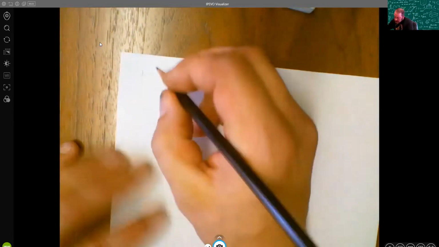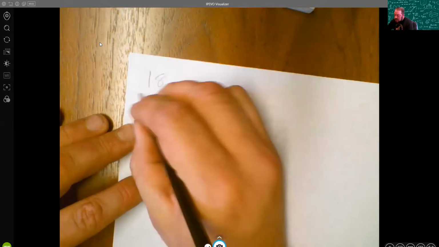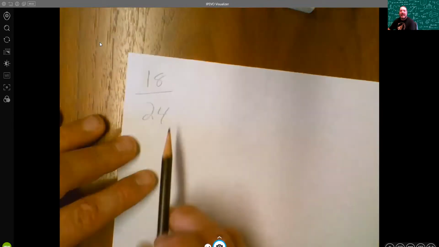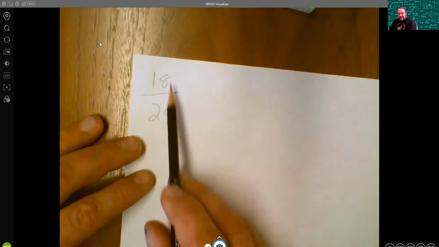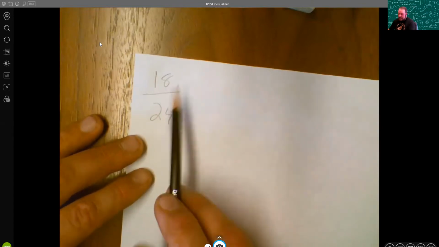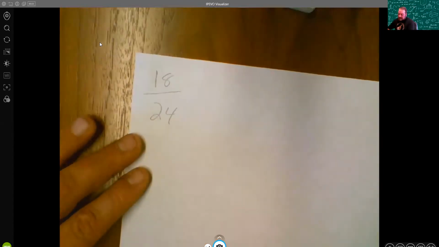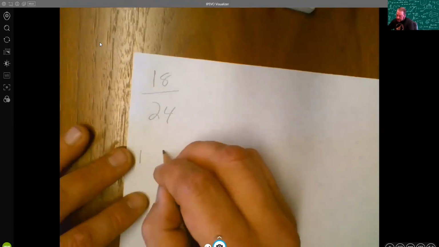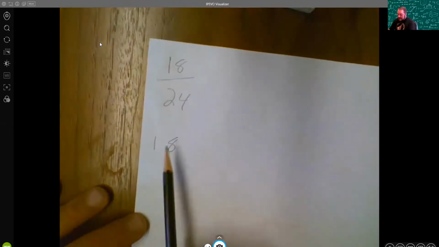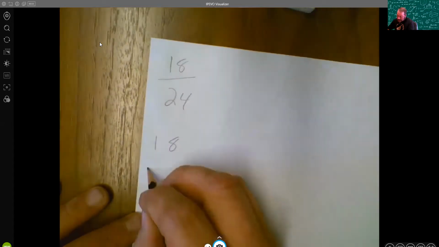So let's look at this number. Let's do 18/24. We need to simplify 18/24. We know 2 goes into it, but if we use 2, I'm telling you right now, we're going to have to do it again. So let's find the factors of 18 and 24. What are the factors of 18? Well, let's start with 1 and the number.